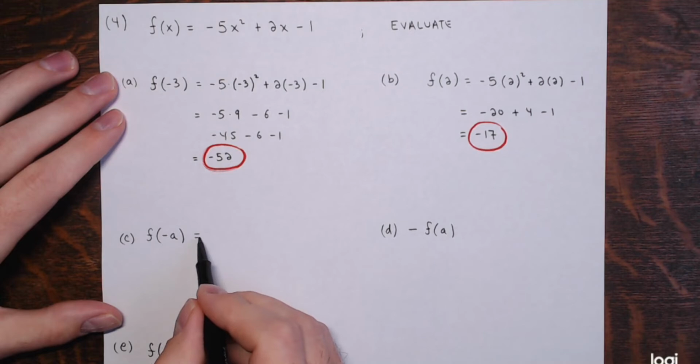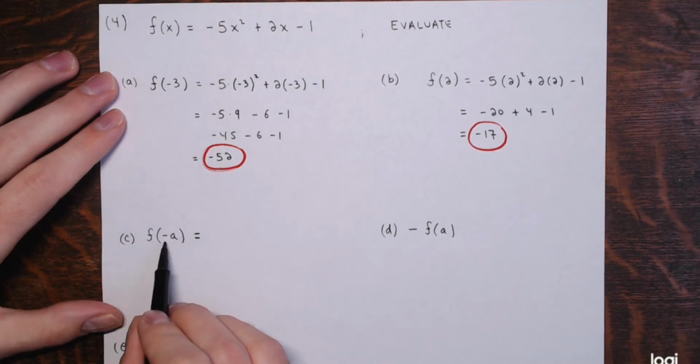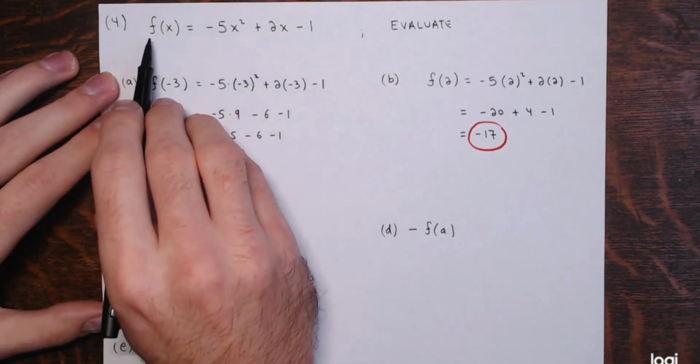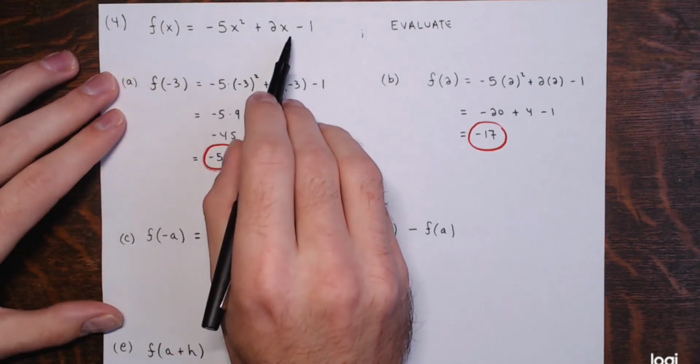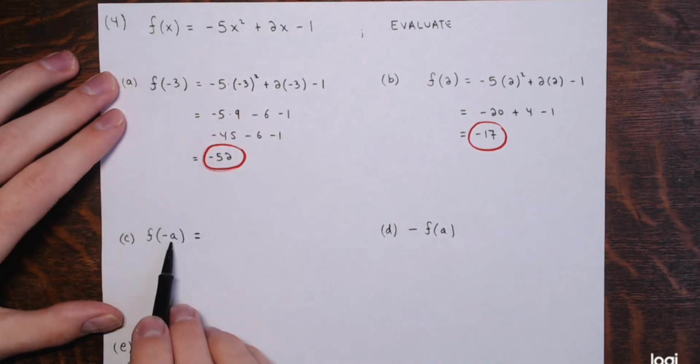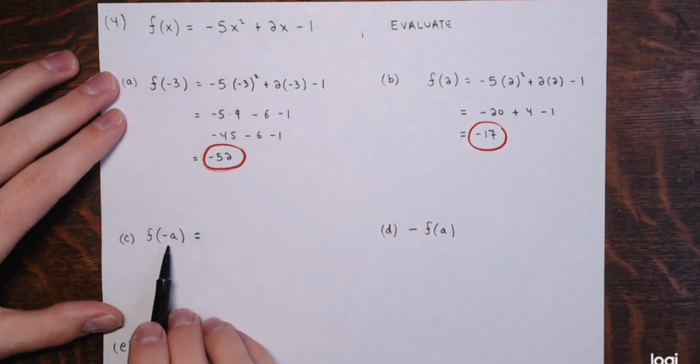So here, in part C, we have, what's the value of f at negative a, or the opposite of a, right? That's another letter. But you do the same stuff. This function f is represented up here. And x is going to now be replaced by this expression negative a. So I just go through the rule, replace all the x's with negative a, and we simplify.